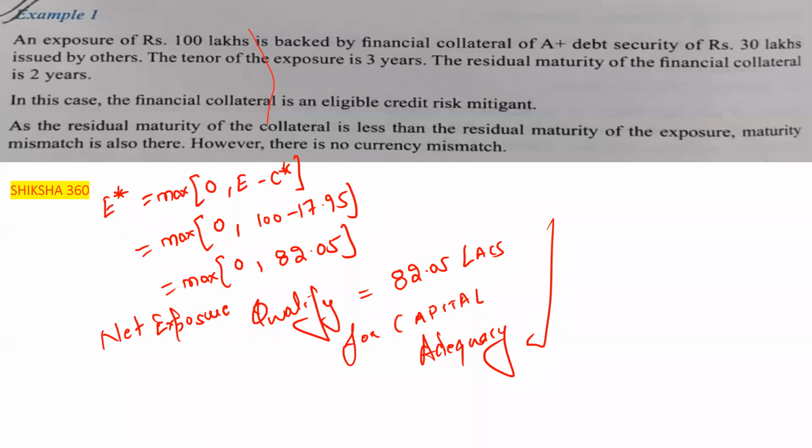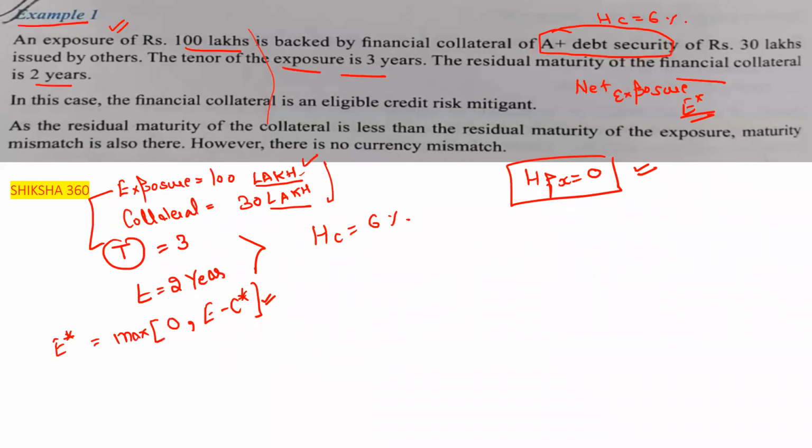Please tell fast if you have any doubt or query. I will repeat this question again. Here they have given the exposure and collateral. First of all, we will check whether the currency is the same or not. As I am repeating again and again, HC they will give you in the question, the value of the haircut on the collateral. You do not need to calculate that. They will provide you the value.